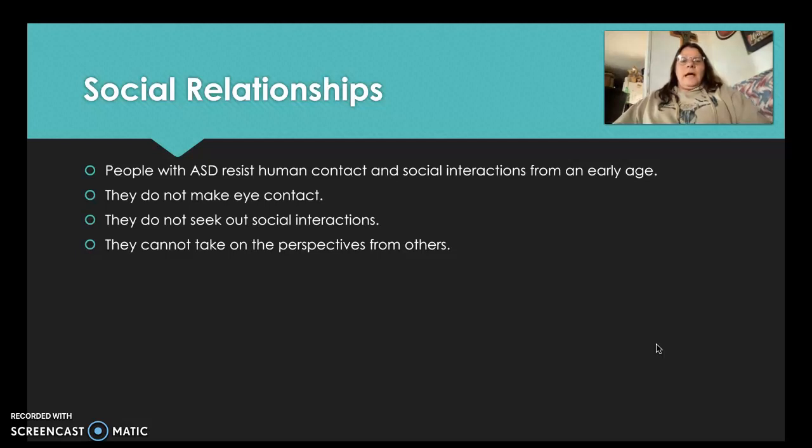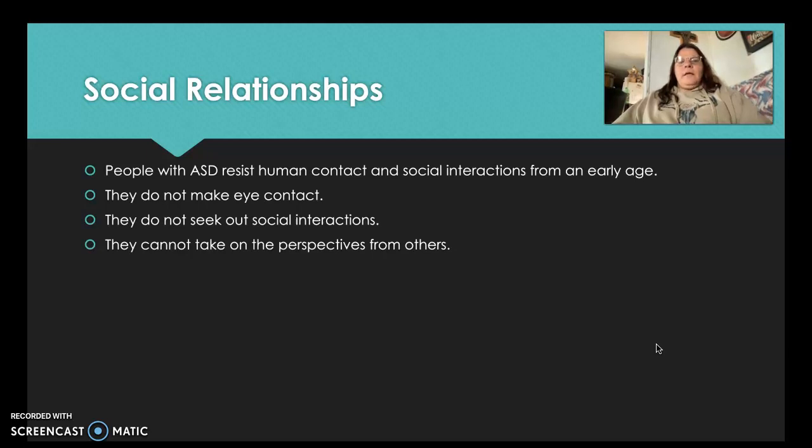They don't make a lot of eye contact. So working with students with autism, if you're trying to talk to them and they don't look you in the eye, that's a clue that they may have autism spectrum disorder. They do not seek out social interactions with their fellow peers. They may not have a lot of friends. They may not have any friends. They do not talk with their classmates or try to make those friendships.